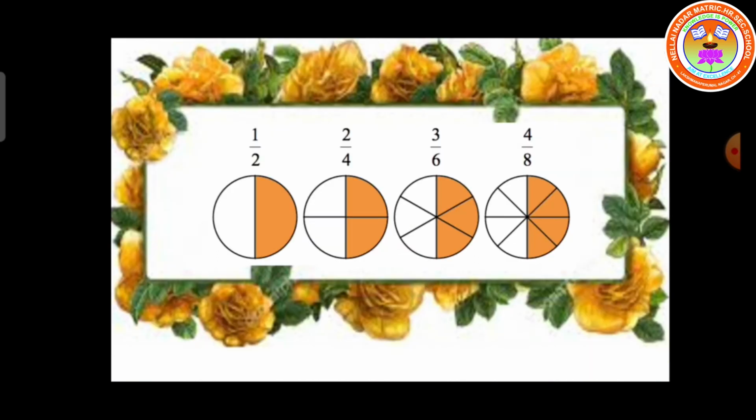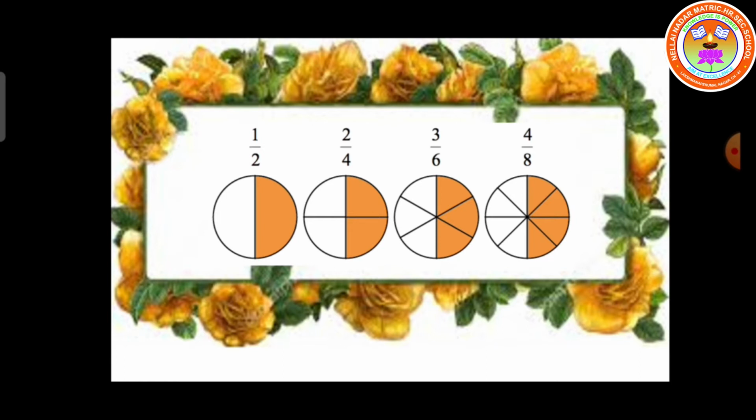Let us see one example to understand in a better way. See the first figure, students. One circle is divided into two parts, and one part is shaded. So we can say this is the fraction 1 by 2. Then see the second figure. A circle is divided into 4 parts. 2 parts are shaded. So we can say the fraction is 2 by 4. See the third figure. One circle is divided into 6 parts. 3 parts are shaded. So we can say it is the fraction 3 by 6.